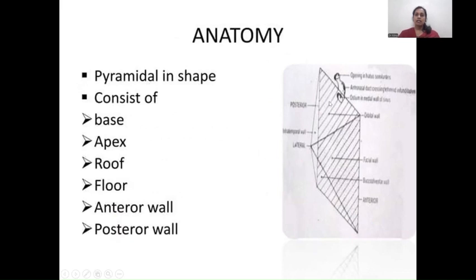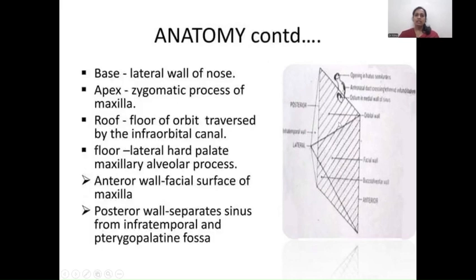It is pyramidal in shape. That is the basic anatomy. Its shape is like a pyramid and it consists of a base, apex, roof, floor, anterior wall, and the posterior wall. The base is the lateral wall of the nose, and the apex is the zygomatic process of the maxilla. The roof is the floor of the orbit, traversed by the infraorbital canal, and the floor is the lateral hard palate and the maxillary process. The anterior wall forms the facial surface of the maxilla, and the posterior wall separates the sinus from the infratemporal and pterygopalatine fossa.